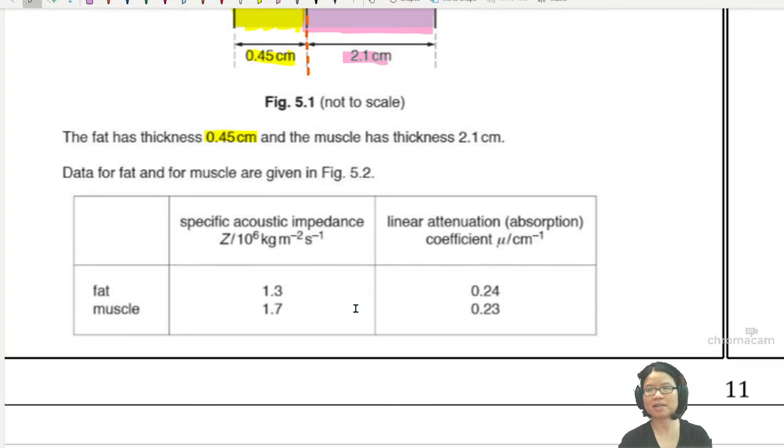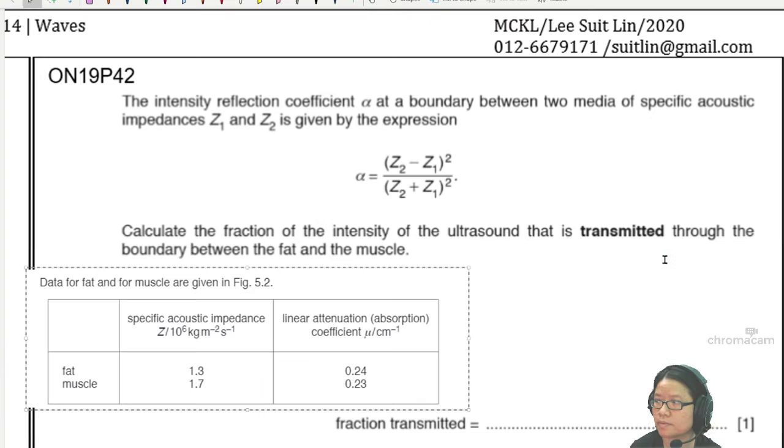Data for fat and muscle is given. You are given the Z value, which is the specific acoustic impedance. You're also given the linear attenuation or absorption coefficient, your mu. Note that the mu is given in cm -1, so for the thickness, you have to stick to cm. We're going to stick to this unit. So I think we're good to go. Let's see what the question wants from us.